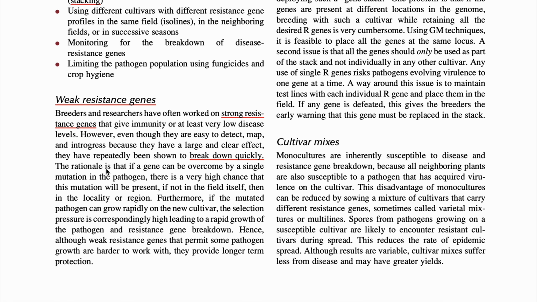The rationale, the objective, is that if a gene can be overcome by a single mutation in the pathogen, there is a very high chance that this mutation will be present, if not in the field itself, then in the locality or region. Furthermore, if the mutated pathogen can grow rapidly on the new cultivar, the selection pressure is correspondingly high, leading to a rapid growth of the pathogen and resistance gene breakdown. Same thing they have mentioned. Although weak resistance genes that permit some pathogen growth are harder to work with, they provide longer term protection. So the horizontal resistance is more durable than the vertical ones.